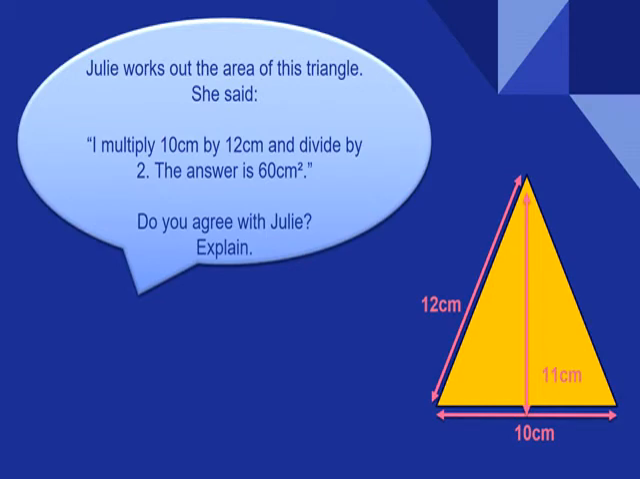Okay, this time we've got 3 measurements, and we've got Julie working out the area of this triangle. And she says, if I multiply 10 centimetres by 12 centimetres and divide it by 2, the answer is 60 centimetres. Okay, so Julie has used the formula. Has she done it correctly? Have a go at working out the area of that triangle. Press pause, work it out, and then I'll show you how to do it.